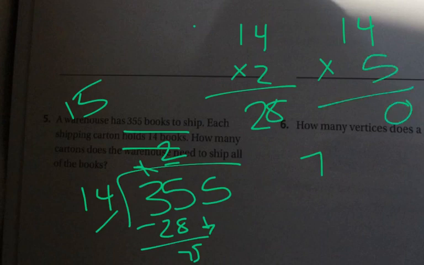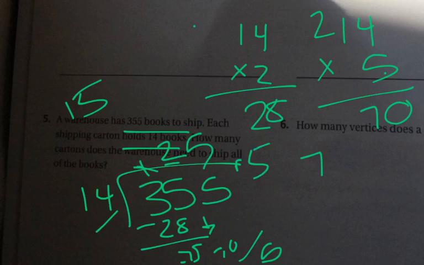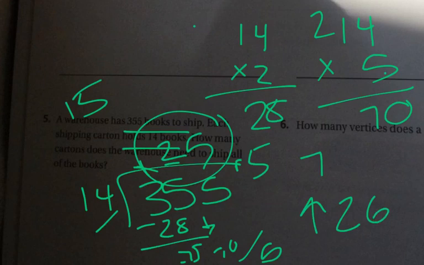4 times 5 is 20. 5 times 1 is 5, plus 2 would be 7. That's as close as I'm going to get, so I'm going to put a 5 here. When I subtract, 75 minus 70 would be 5, so remainder 5. So that means 25 cartons would not be enough. So I'm going to have to bump up to 26 cartons because I would still have 5 books that didn't get shipped if I did just 25 cartons.